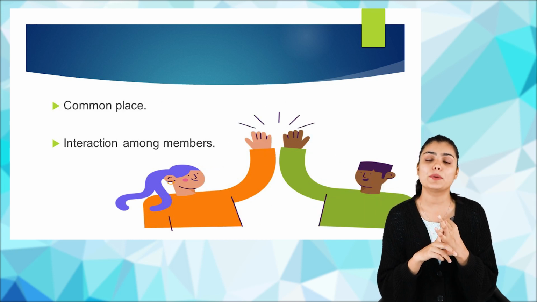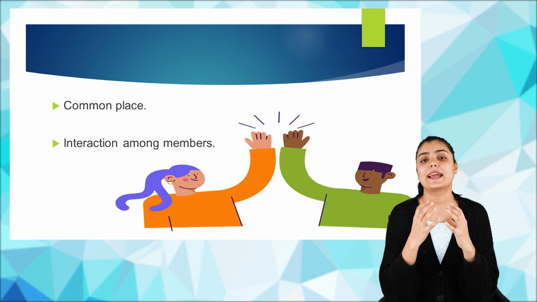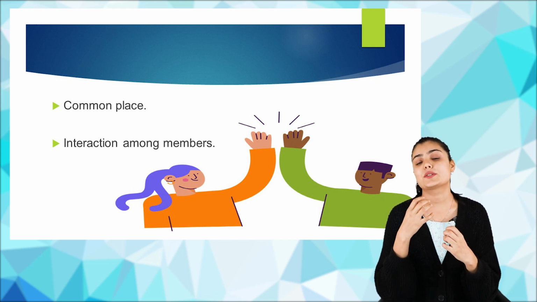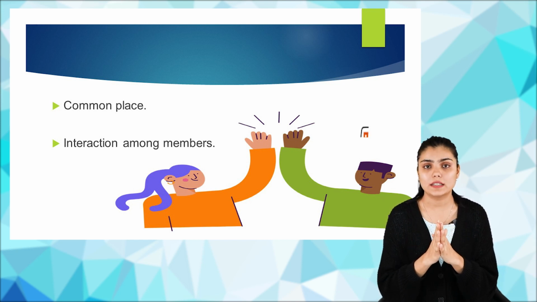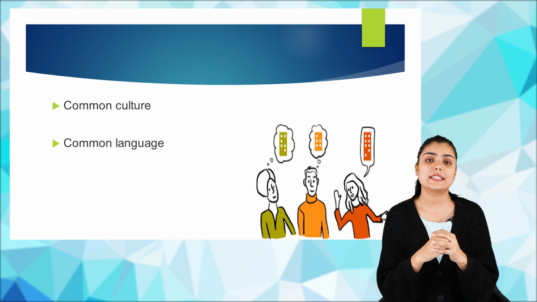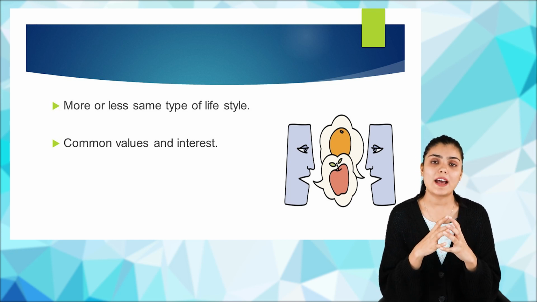The second feature of a community is common place. So we have already seen in the definition that a group of people living in the same geographical area can be considered as community. So the first one is group of people, the second one is common place, the third one is interaction among members. So in a community, members interact with one another, they communicate with one another. Another feature of community is they have common culture, and another feature is that they also have common language. And the last two features of a community are that more or less people in a particular community have similar kind of lifestyle and they have common values and interests.